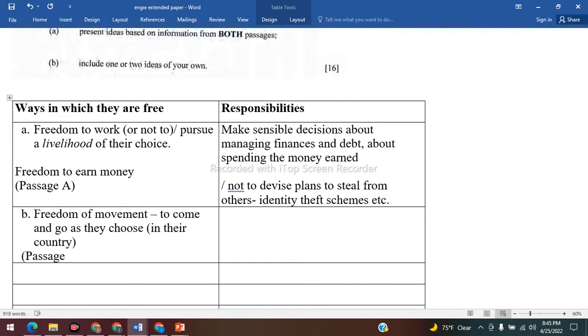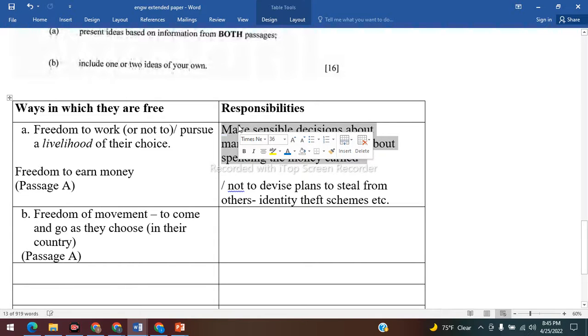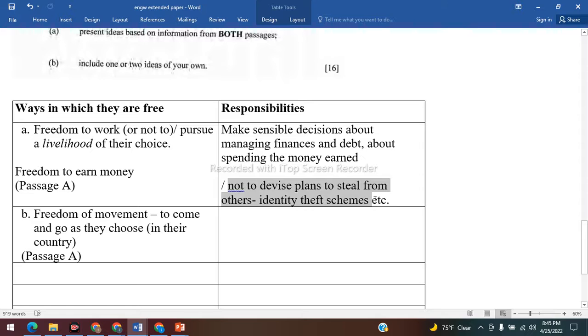Okay, so this next one is we talk about freedom to choose whatever job you want, freedom to earn money, but the responsibility that comes from that is you have to make the decisions of what you want to do with the money. You have to devise plans. Another responsibility: because you have the freedom to choose whatever livelihood, do not choose a livelihood that will have you stealing from people.